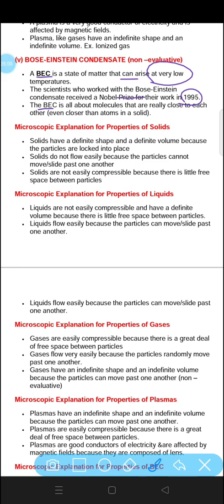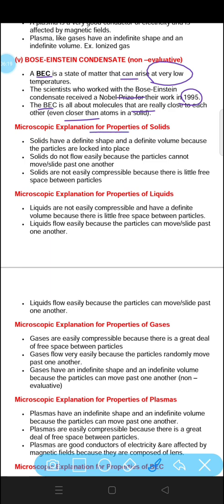The Bose-Einstein condensate is all about molecules that are really close to each other, even closer than atoms in solids. Means the Bose-Einstein condensate has its matter more closely packed than solids. Means they have stronger forces than the solids.